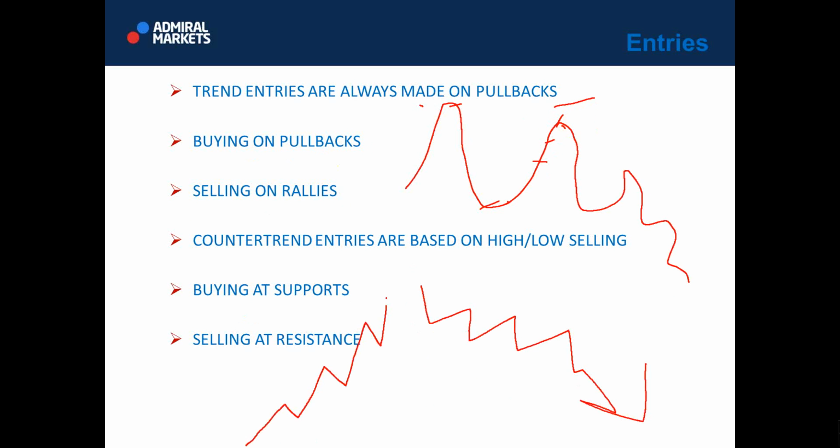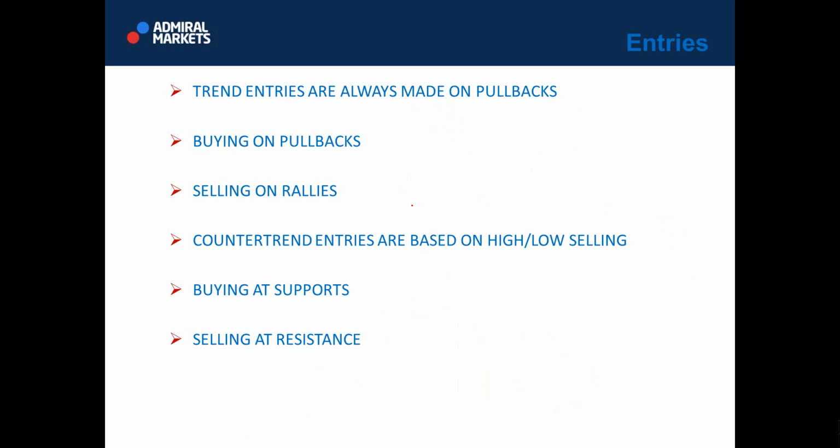This is a trend. And that is not counter trend. It's a completely different way. Counter trend entries are based on high-low selling or buying. Buying at support, selling at resistance. Let's say that we have a strong trend, but we would not wait for the next pullback.